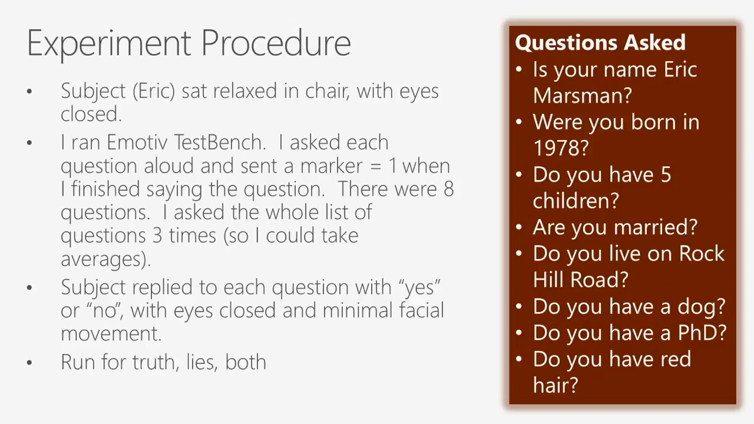The subject replied to everything with a yes or a no, so I made them all very yes, no. Eyes closed, minimal facial movement, because I didn't want messy stuff in my data. And then I did this for truth and lies, just to make sure that I had a training set where I had both true data and lie data. I needed both sides, so I did it multiple times for both of those things.